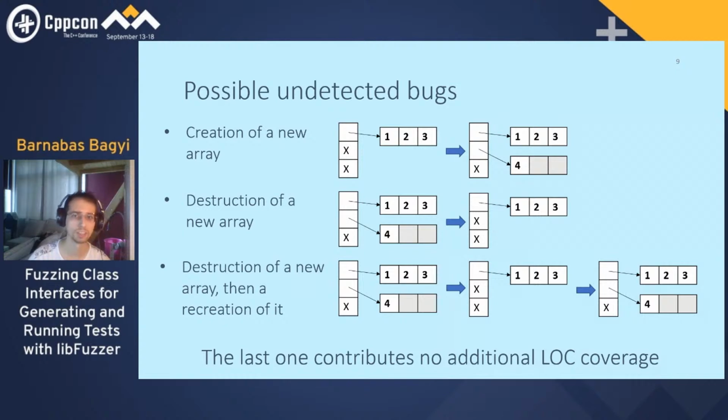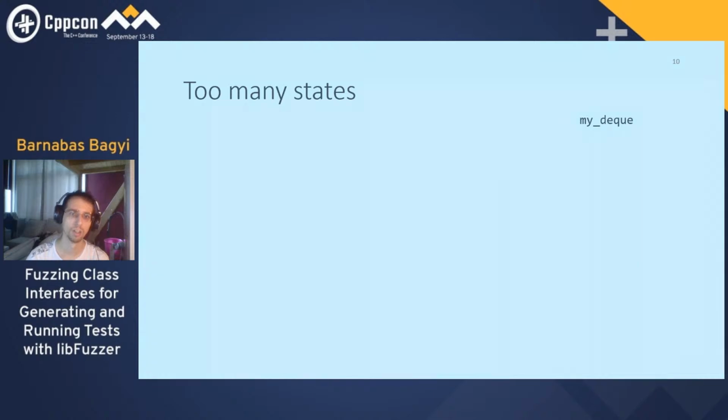Or it's also possible that after the destruction of an array, we leave the object in an invalid state. And that might be only discovered after recreating the previously destructed array, leading to a crash, for example. And what's particularly insidious about this case is that covering it gives us 0 additional lines of code coverage. And it's very easy to forget about. We see that white box testing is very hard.